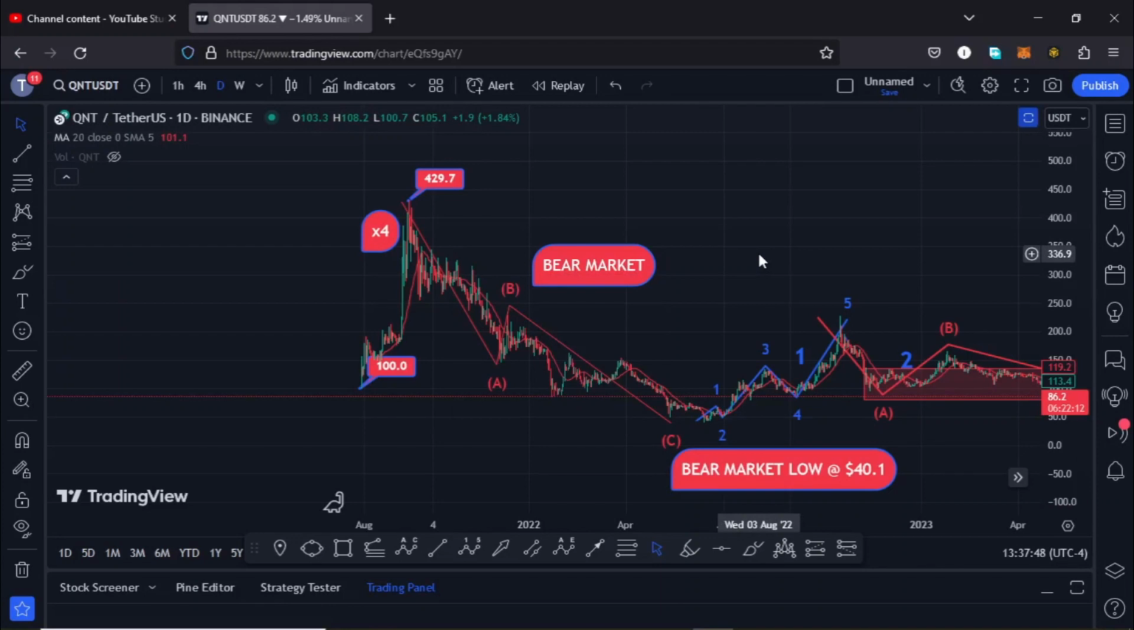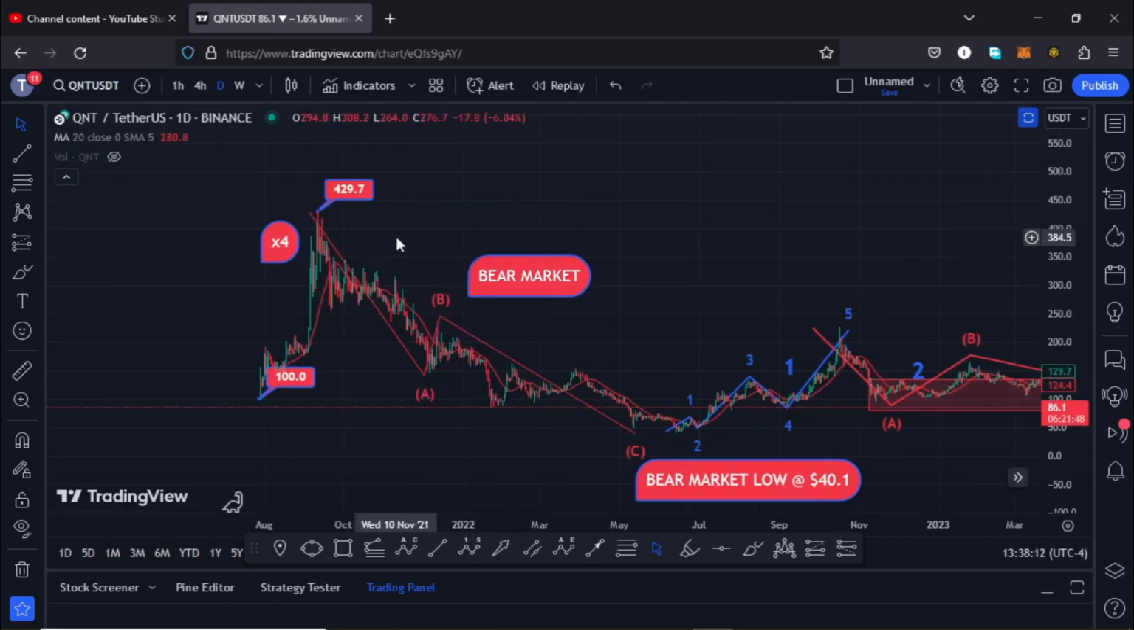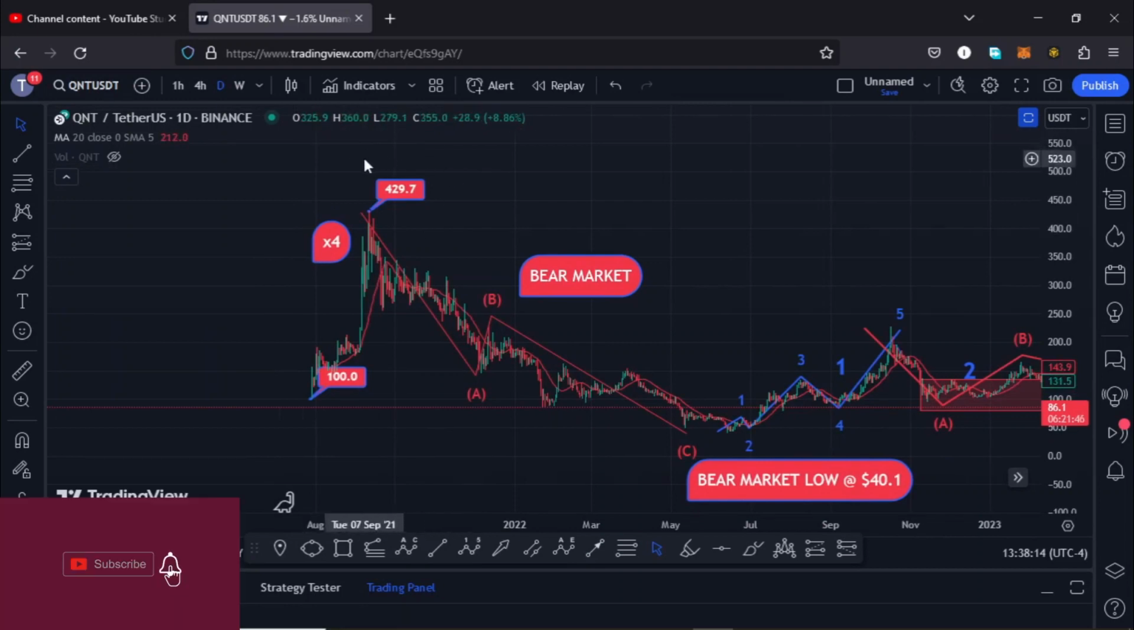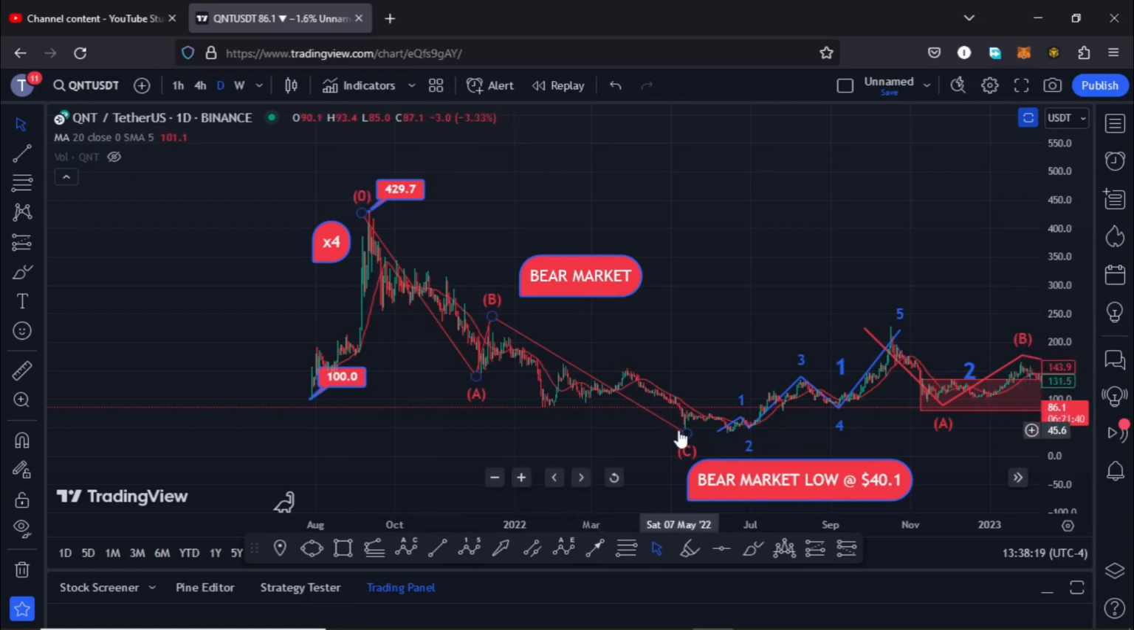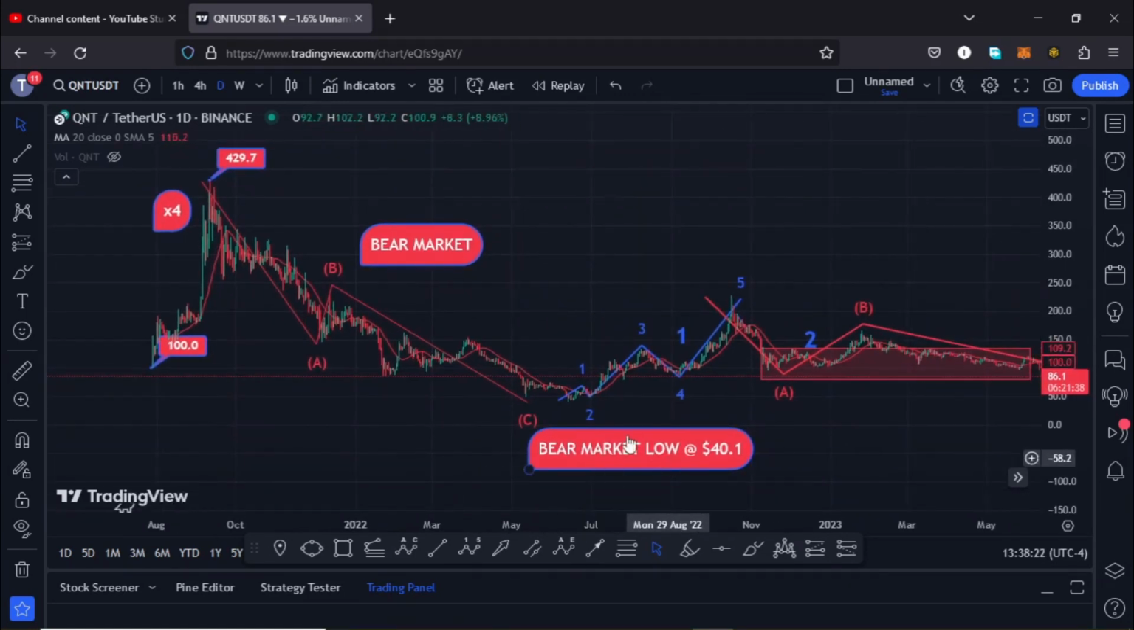Welcome back for another QNT price prediction analysis, and allow me to start the video by first sharing my long-term Elliott analysis here on the charts, where you can see that back in 2021 we saw that massive bounce to the upside, in a move that gave us all-time highs above the $429.7 mark, which was a 4x to the upper side. And after getting the all-time high, we started the bear market, where we had been seeing lower prices in this ABC corrective structure, in a move that gave us bear market lows at around the $40.1 mark.